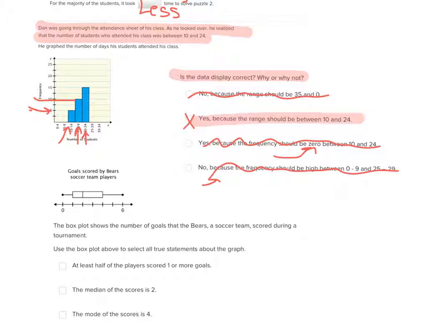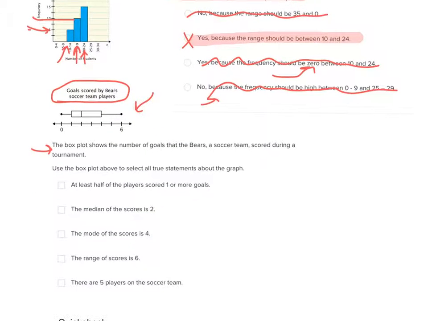All right, last question. Goals scored by Bears soccer team players. Okay, there's another box and whisker plot, or they call it a box plot. The box plot shows the number of goals that the Bears, a soccer team, scored during a tournament. Use the box plot above to select all true statements about the graph. At least half the players scored 1 or more goals.